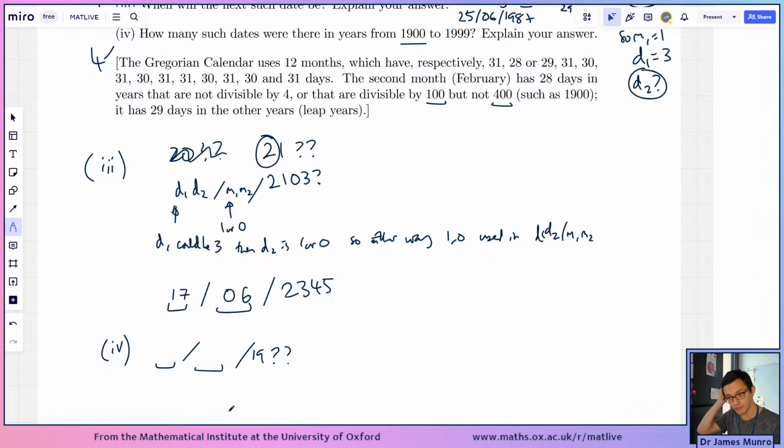So I want to look at zeros and ones and D1s and M1s again. I suppose M1 has to be 0 in this case because the months only go up to 12. So there's going to be a 0 in here. And now we've used 0 and 1. So D1 could be 2 or 3. Yeah, I think that's true. Oh no, if it's 3, then it would be 30 or 31. So D1 is 2.